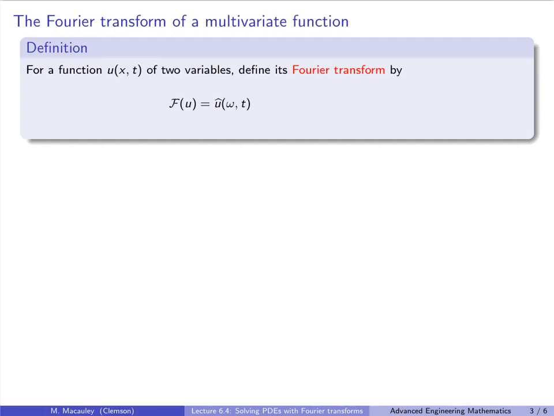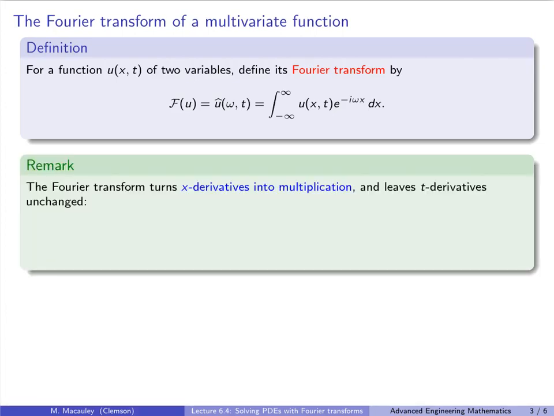Let's move on to the Fourier transform of a multivariate function. The basic idea is the same as what we saw with Laplace transforms. We treat the second variable as a constant, and it just goes along for the ride. So given a function u of two variables, x and t, define its Fourier transform as follows. The Fourier transform of u is a function u hat of the variables omega and t, and that's the integral over the whole real line of u times e to the negative i omega x dx. So we are integrating out x, and we are ending up with an omega. That's why our function u hat is of omega and of t.